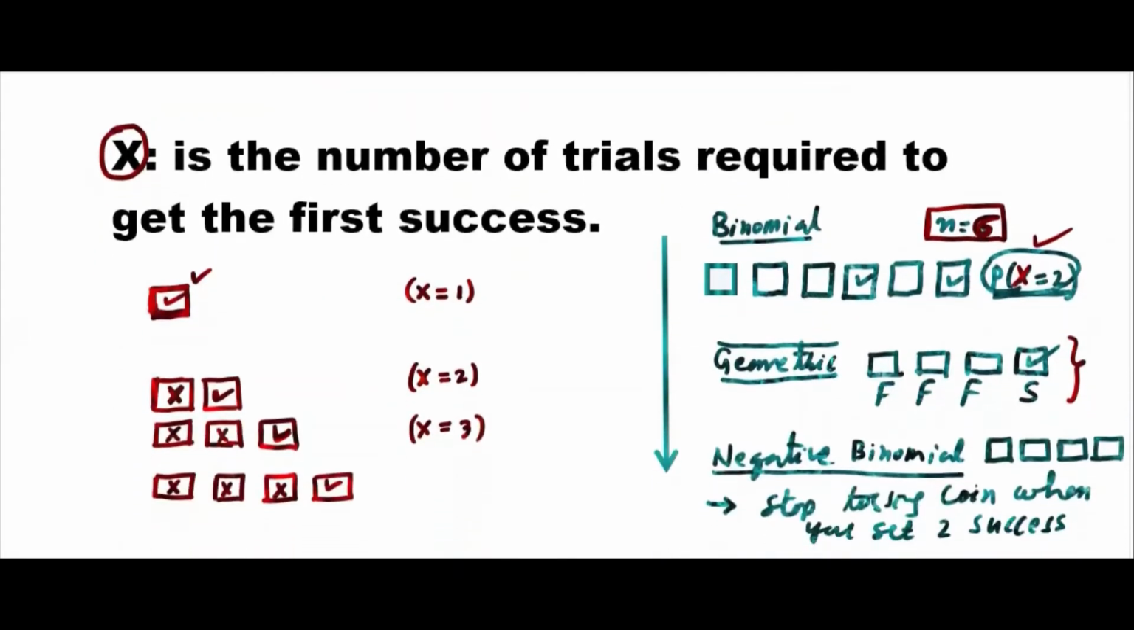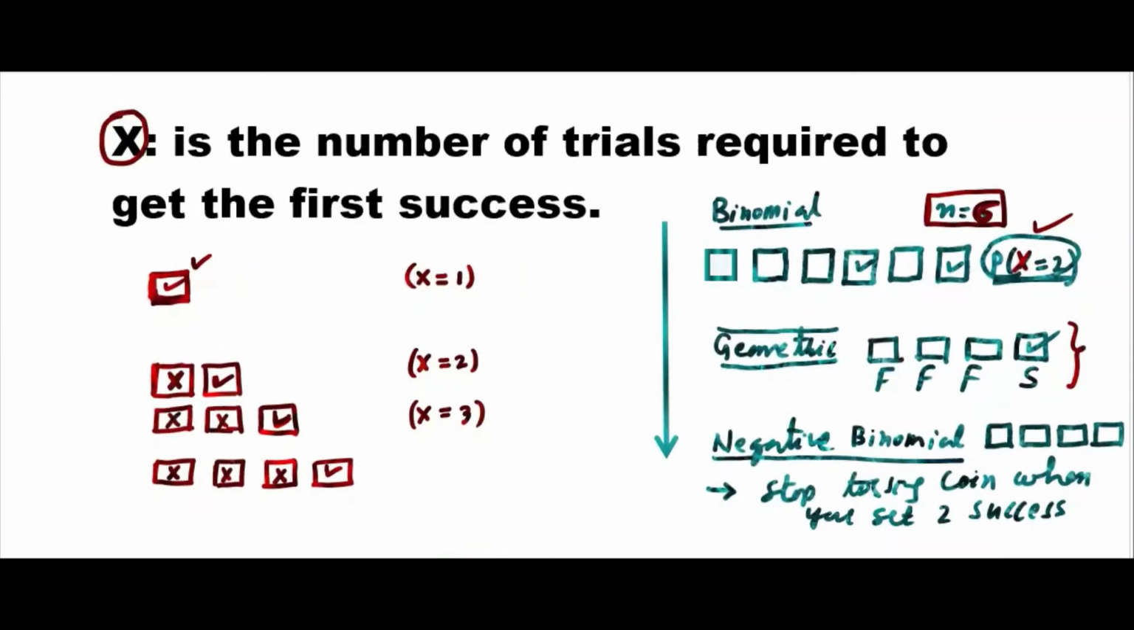So in geometric distribution, we are talking about the first success. What is the probability that you will get the first success in the first trial, the first success in 2 trials, the first success in 3 trials, the first success in 4 trials? These will give you probabilities. So what is the probability that X is 1? Who can answer?